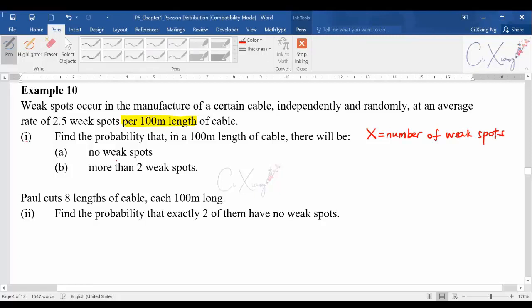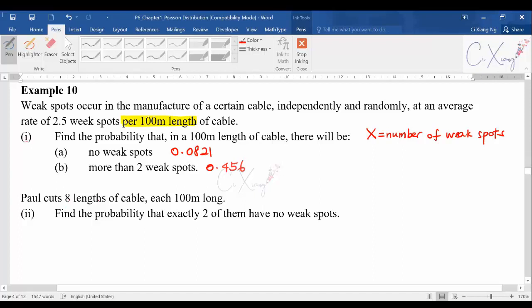According to the question, they ask you to find the probability. So for these two parts, I will give you the answer straight away because the question is very straightforward. The first part answer is 0.0821, and for part B, the answer is 0.456. Then now we continue to number 2.